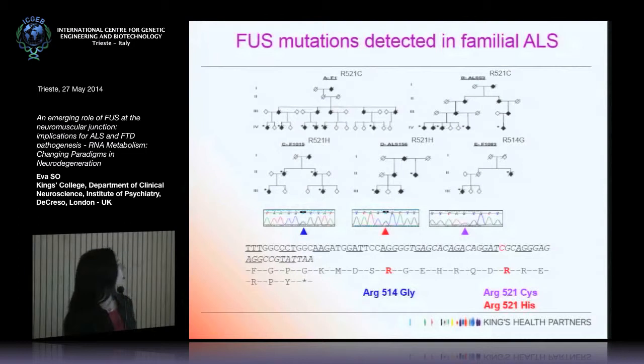identified this R521C mutation in exon 15 of FUS in this kindred. And this mutation caused an arginine to cysteine substitution at position 521. And this mutation was also identified in another family. And in addition, in the same position 521, another mutation, R521H, was also identified in two other families. And a third mutation, R514G, was then identified. And so these are the first mutations that Caroline published, which cause familial ALS.